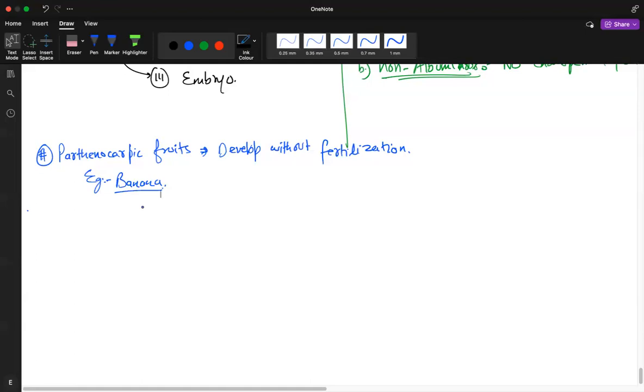So even if you have female structures, you will not produce a viable seed, because seed is the final product of sexual reproduction. So all the fruits that are developed through parthenocarpy, or can be artificially developed through plant growth hormones, mimicking parthenocarpy, are seedless. So parthenocarpic fruits are seedless fruits. Okay, write down: parthenocarpic fruits are seedless fruits.